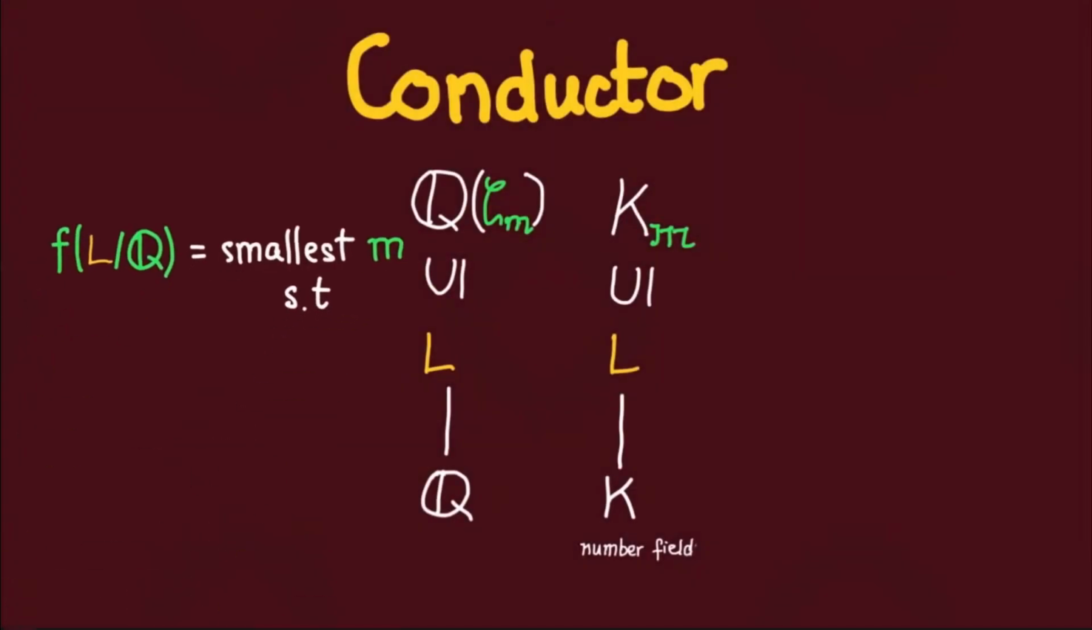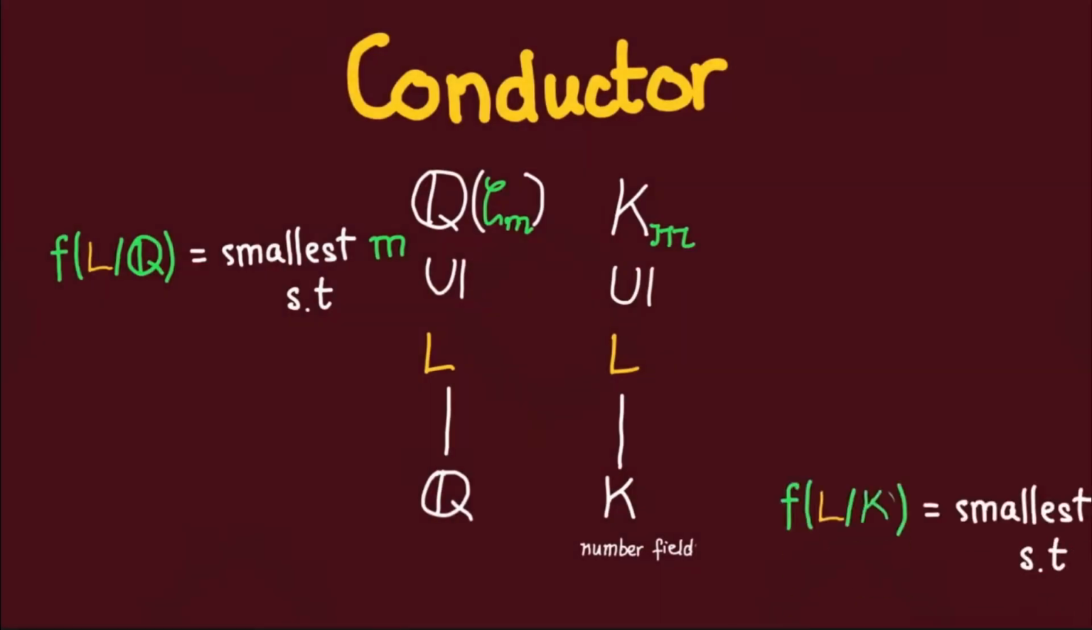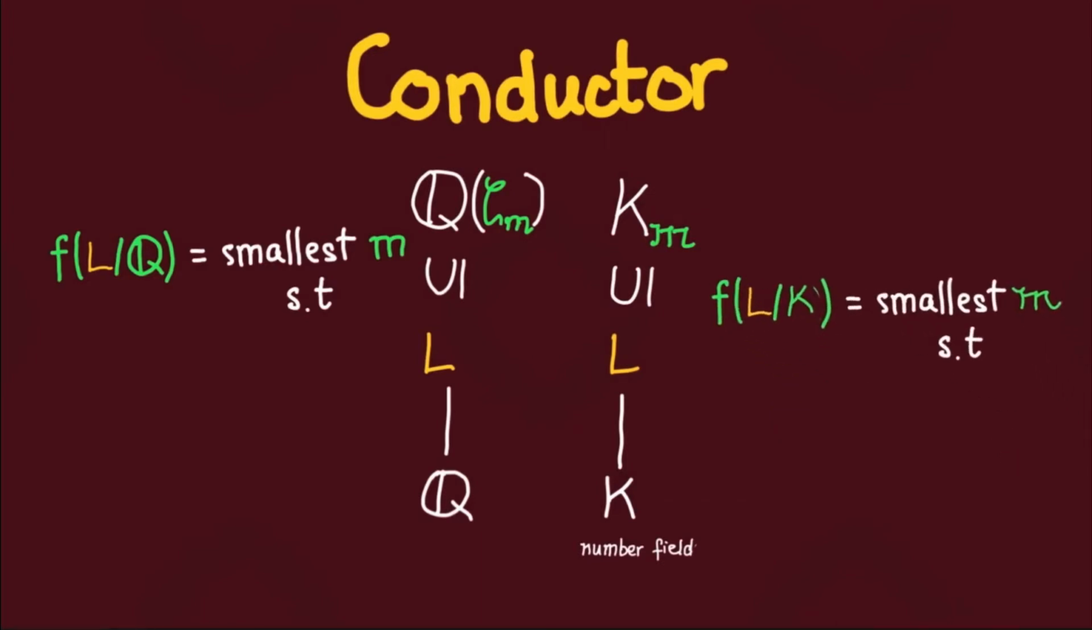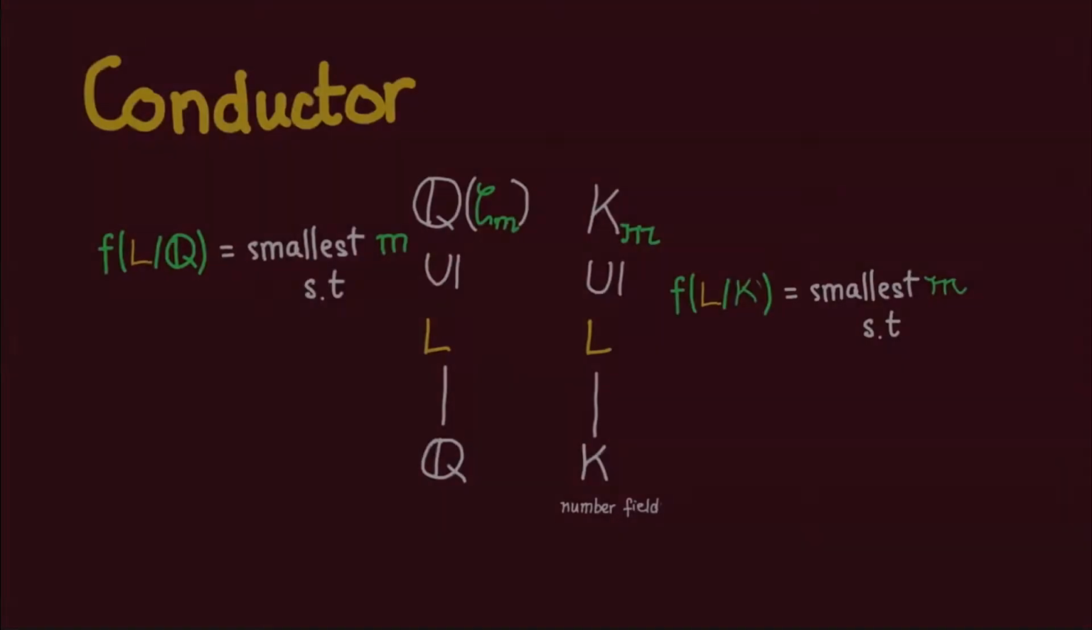Recall that the conductor of L over Q is the smallest integer m such that L lies inside the m-th cyclotomic field. Thus, we can define the conductor of L over K to be the smallest modulus m such that L lies inside the Ray class field with modulus m.